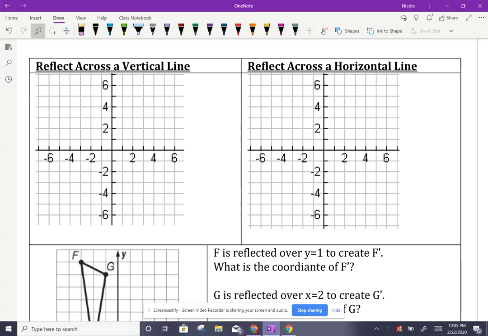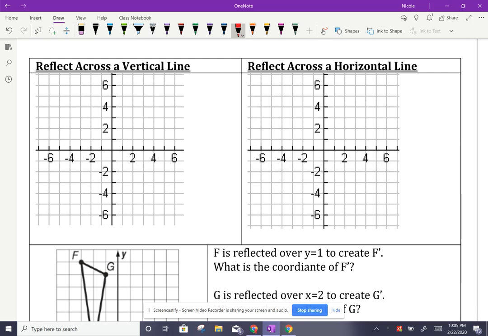Now, what if I asked you to reflect across a line that wasn't an axis, that was just a vertical or horizontal line? How would we handle this situation? Well, let's first pick a line. So first I'm going to start with a vertical line, and I'm going to say x equals 1.